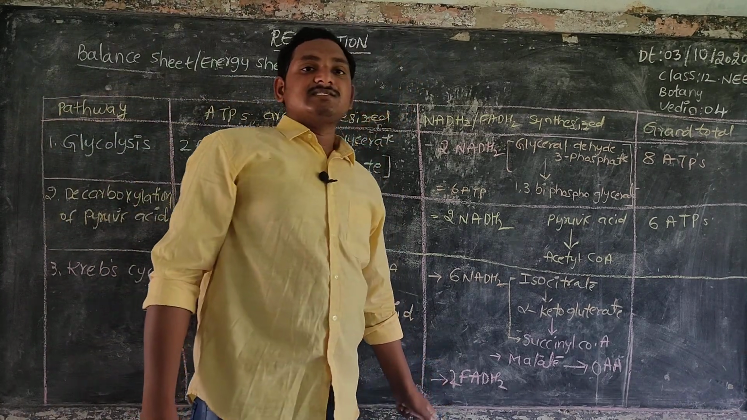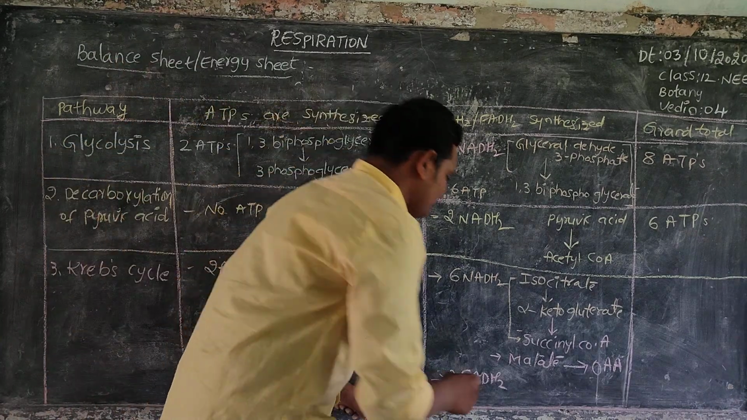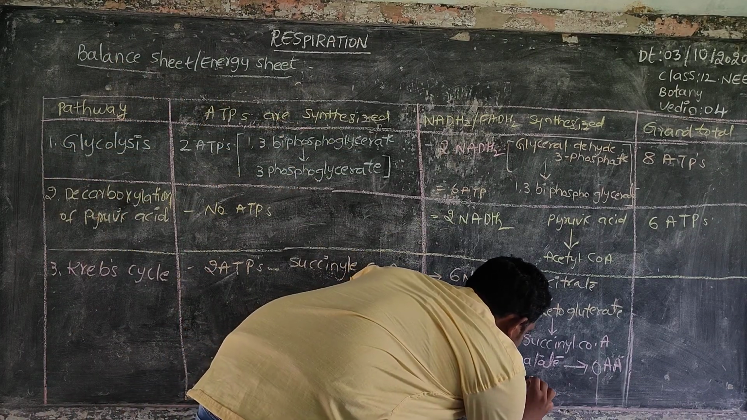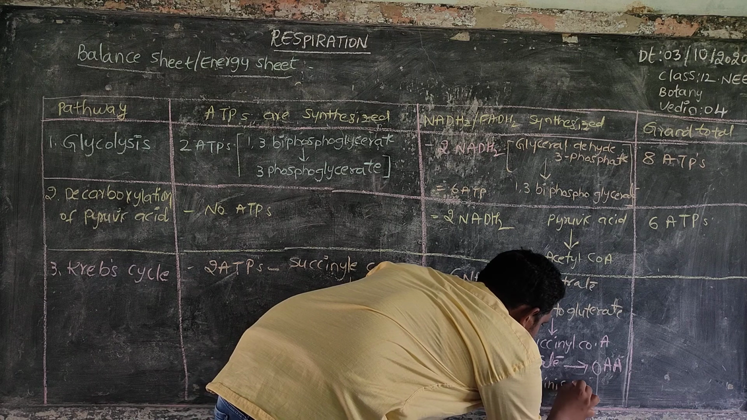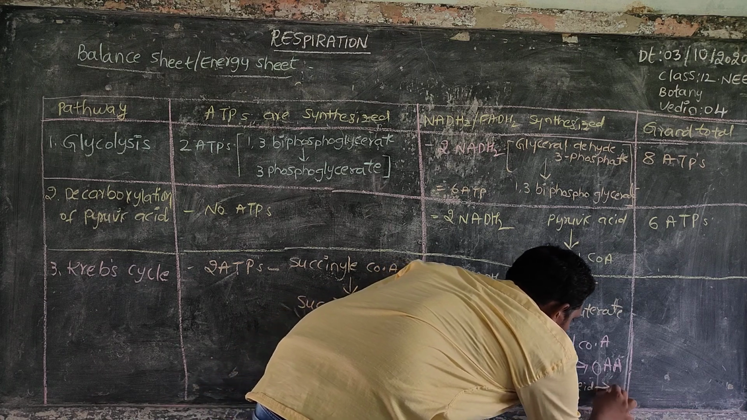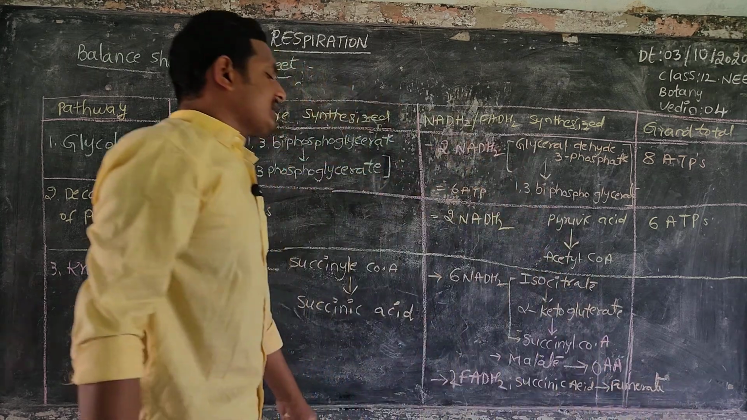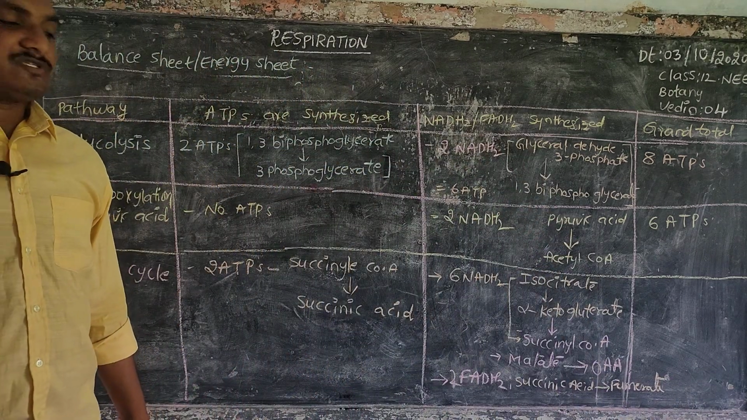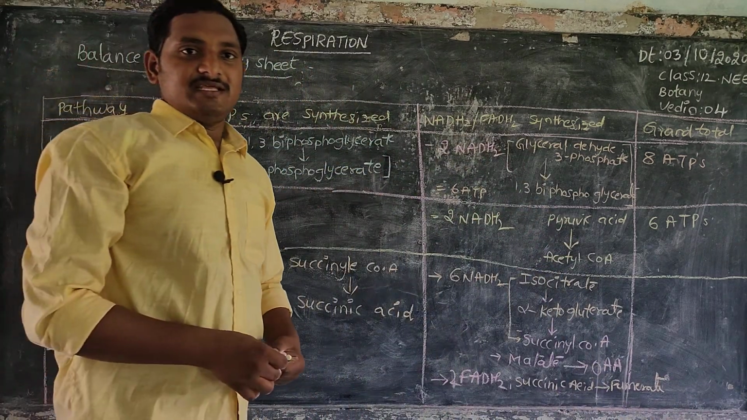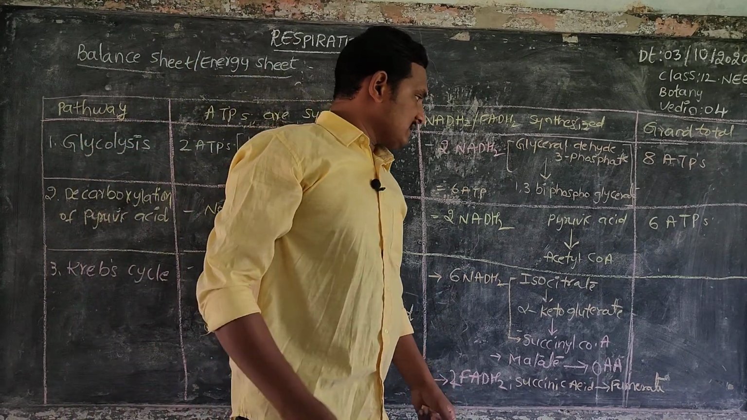succinic acid changes into fumarate. Here we are getting 2 FADH2s. FAD changes into FADH2.